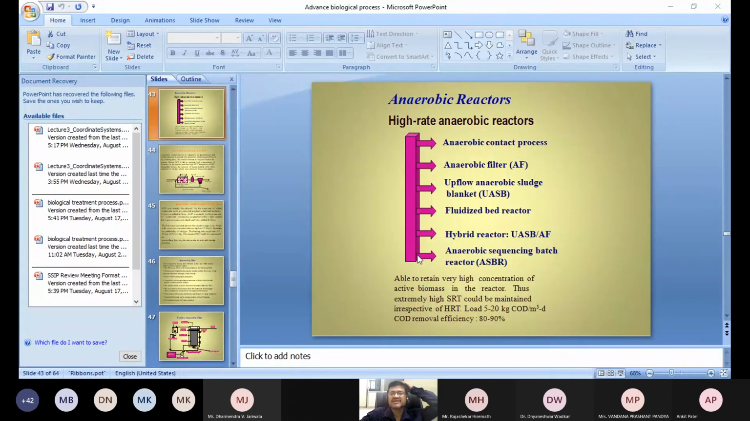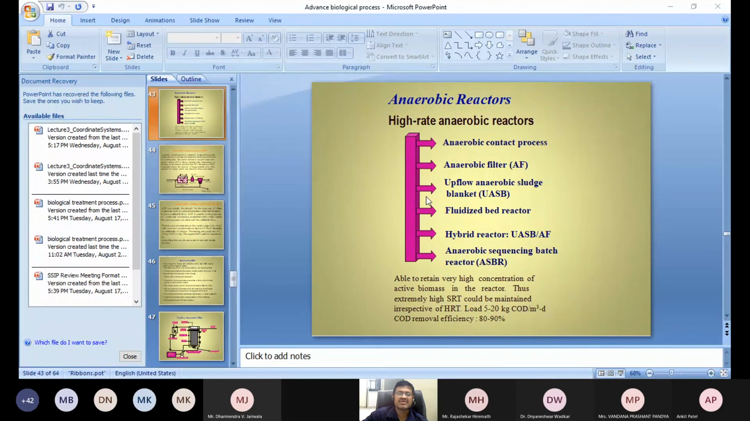Now there are so many anaerobic reactors: anaerobic contact process, anaerobic filters, USB, very frequently used technology everywhere, upflow anaerobic sludge blanket. So we'll see one by one. In the anaerobic contact process, there is a completely mixed reactor, and biogas is generated from here. It is the same as the activated sludge process, but it is an anaerobic activated sludge process. So that is called the anaerobic contact process.